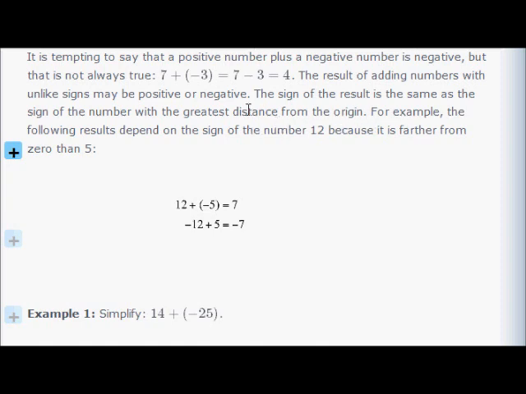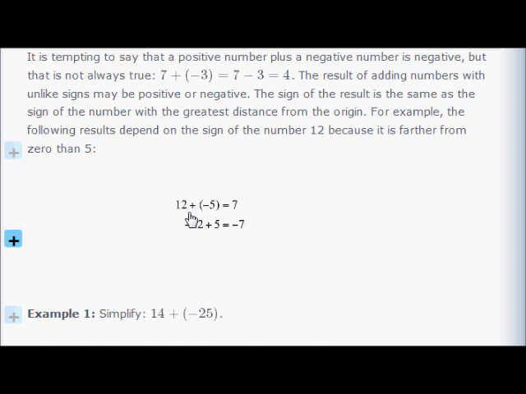So the result of adding numbers with unlike signs may be positive or negative. The sign of the result is the same as the sign of the number with the greatest distance from the origin, which is the number that has the largest magnitude. Okay? So, for example, the following result depends on the sign of the number 12 because it's farther from the 0 than the 5. Okay, so you have 12 plus negative 5.